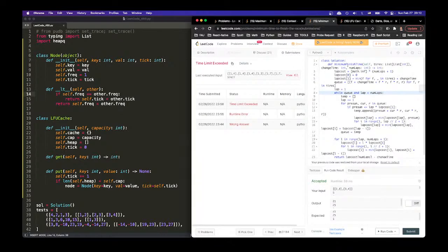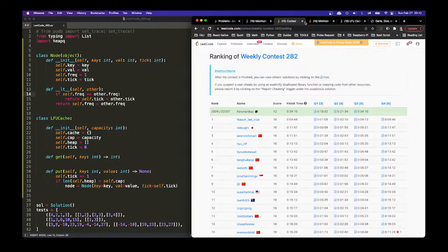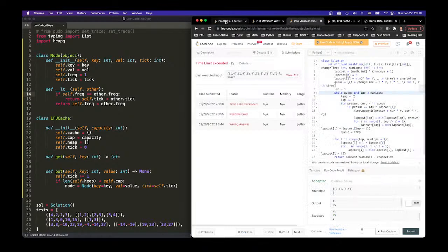Minimum finish time. I was able to get to TLE, which means the logic was correct. It was just too slow. But still, that's not good enough. Yeah, so we'll figure it out.